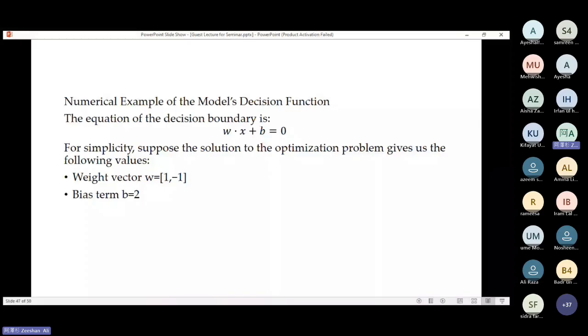So for simplicity, suppose the solution to the optimization problem gives us the following values. We have randomly selected the weight vector as 1, -1. And similarly, a bias term b equal to 2, because W is a vector, X is the values from the clusters, and b is a bias term.